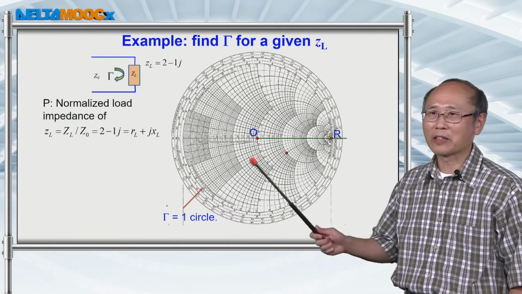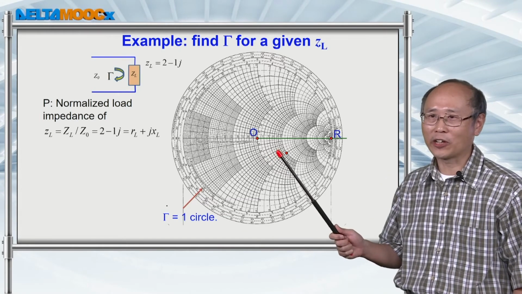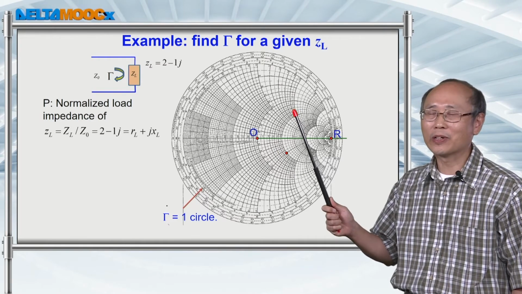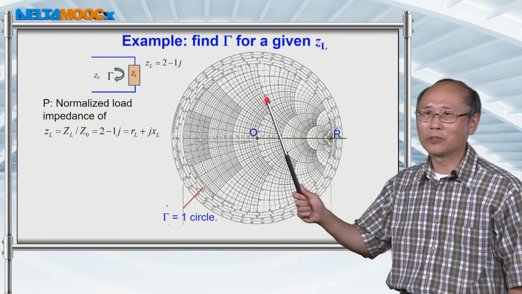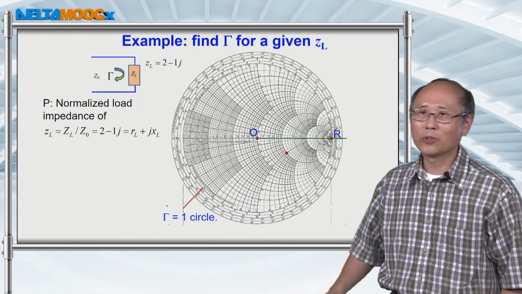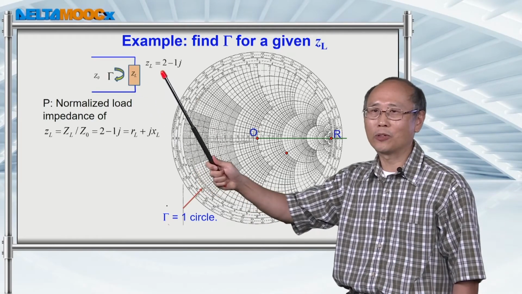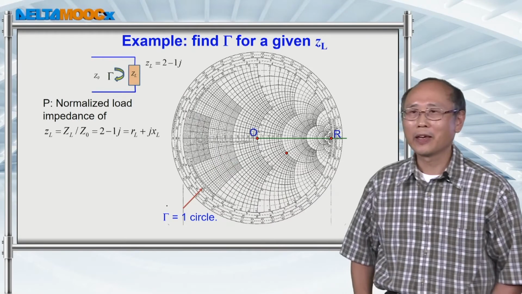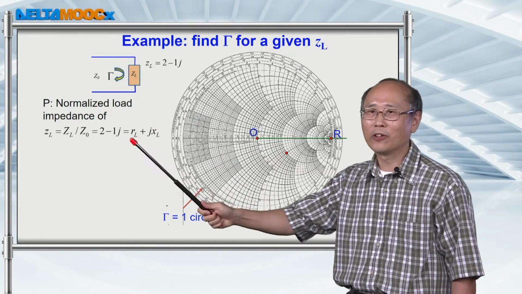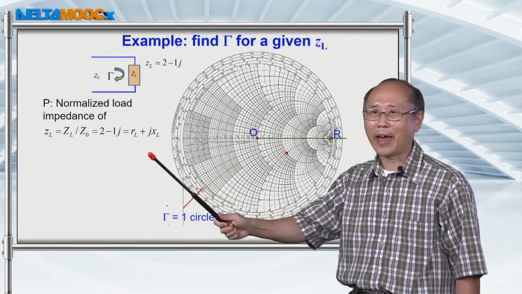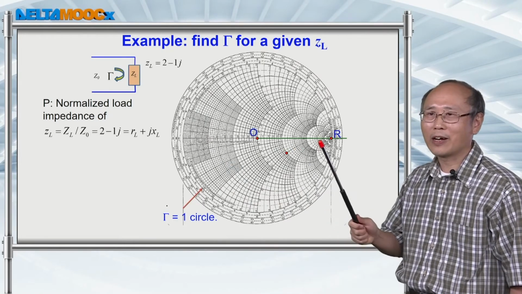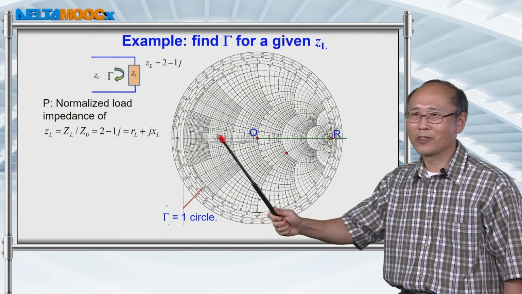Now I want to give you one example. And remember that this Smith chart is a gamma chart. This means that every point on this chart will give you a value of gamma subject to your RL and XL. And for this example, we'll have a normalized load impedance equal to 2 minus 1j. And this means that you'll be looking for the gamma value for RL equal to 2 and XL equal to minus 1.